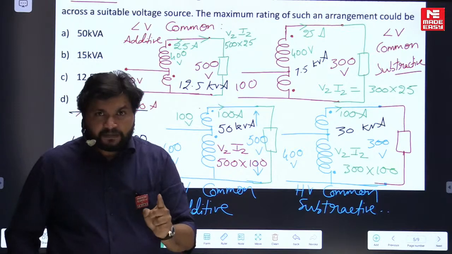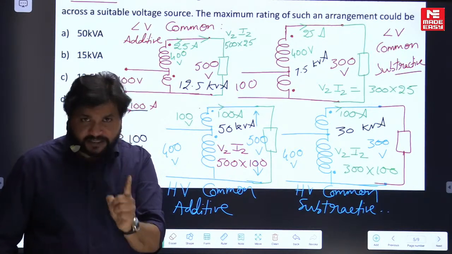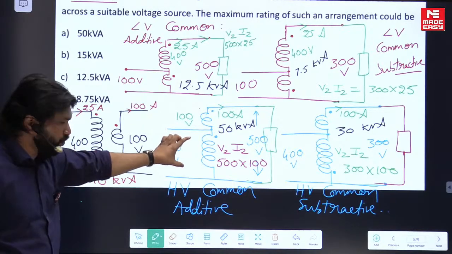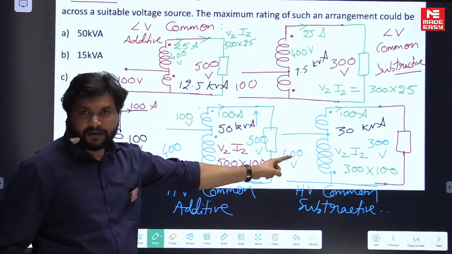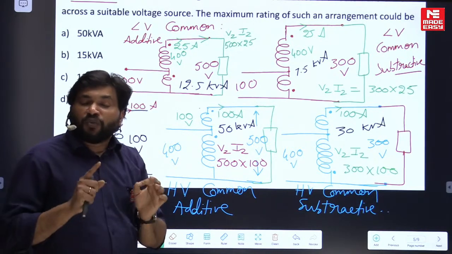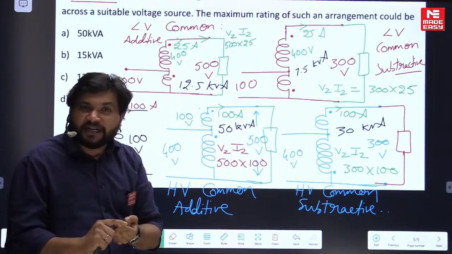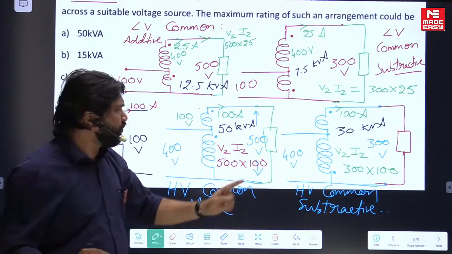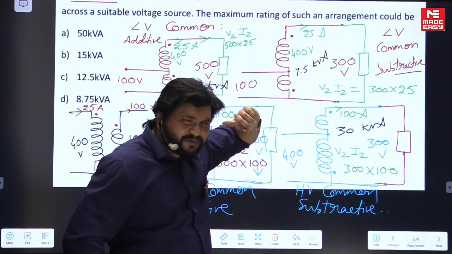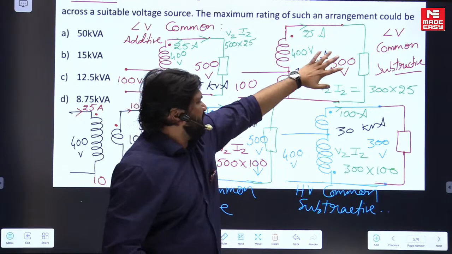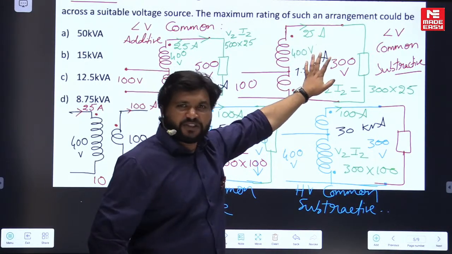So without violating voltage ratings across the winding, 400 volt everywhere, across that 400 volt only, across that same current only, without violating the voltage rating and current rating, the capacities of the auto transformers are totally different. Of course, this is the worst possible connection. We don't ever think of it, because 10 kVA we are losing it actually. So this is a poor connection, actually the worst connection we can say.